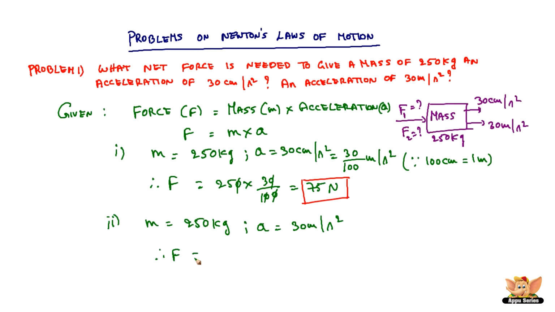So therefore, F is equal to 250 into 30. Since it is meter per second square, we'll take it directly. So this is 7,500 newton. So we understand if you want to give higher acceleration to move the body, we need to apply higher force.